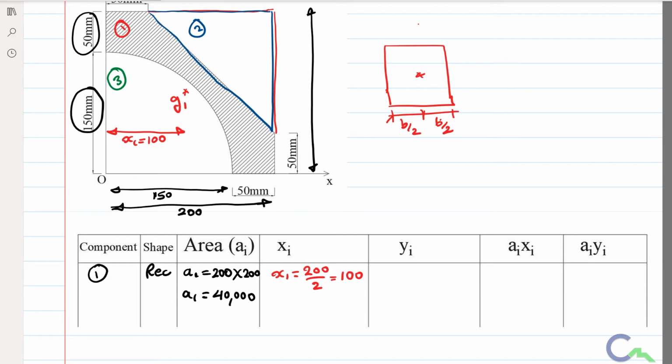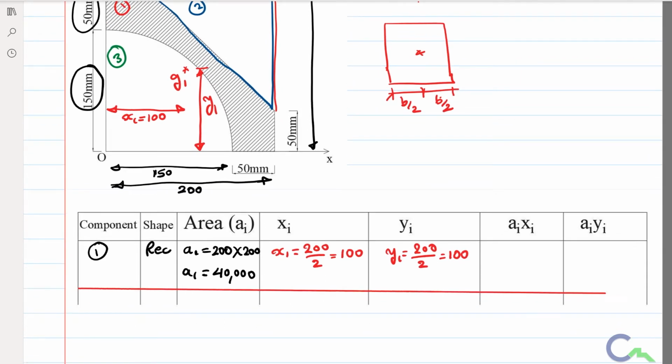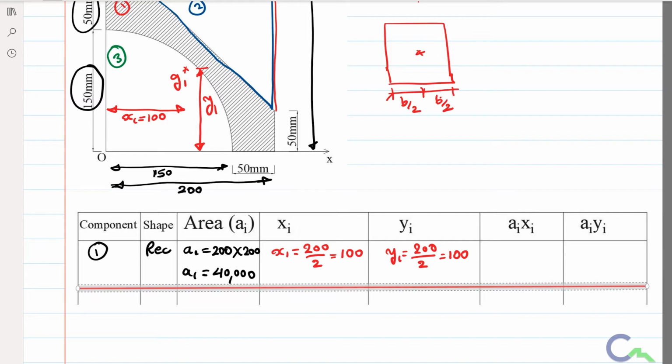Similarly y1, that is from the OX reference axis, I can take this as y1. Again y1 will be 200 divided by 2, and I will again get 100 mm. After completing the first component, I am going to consider the second component. That is a triangle.